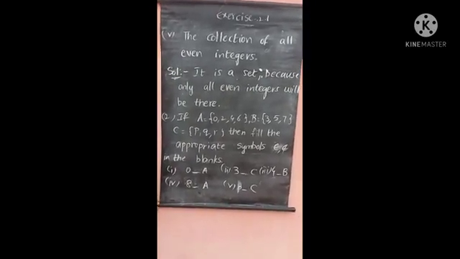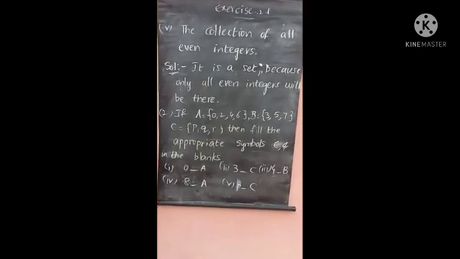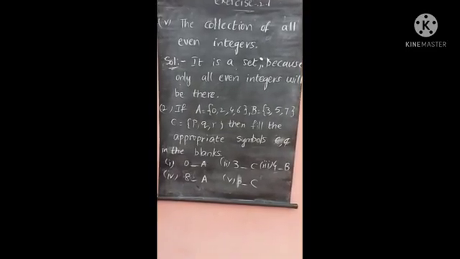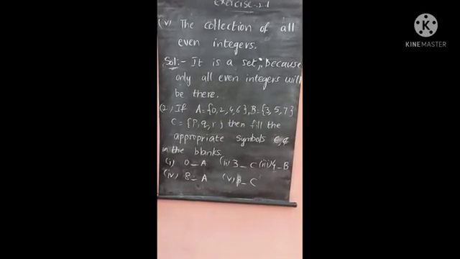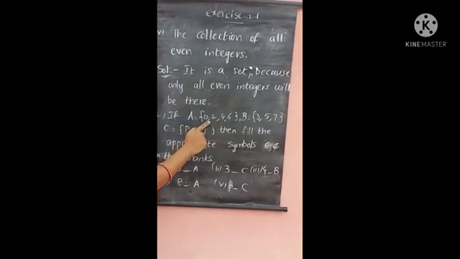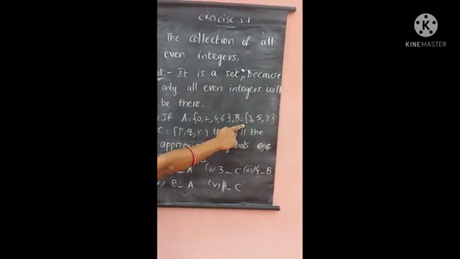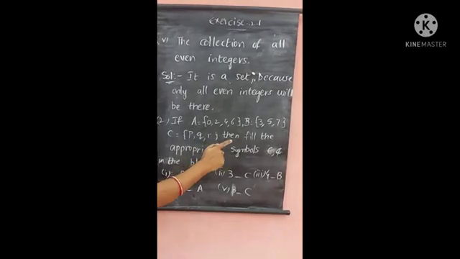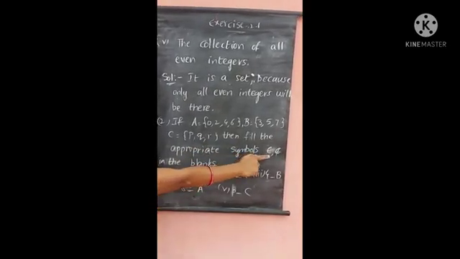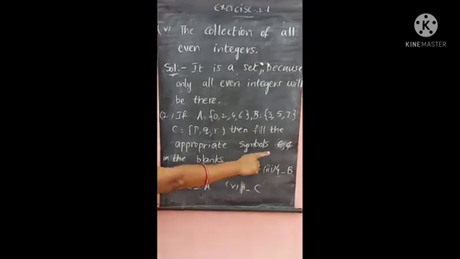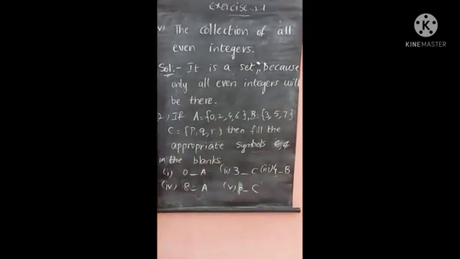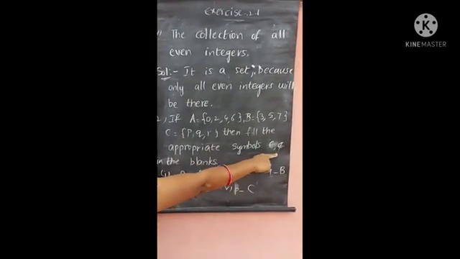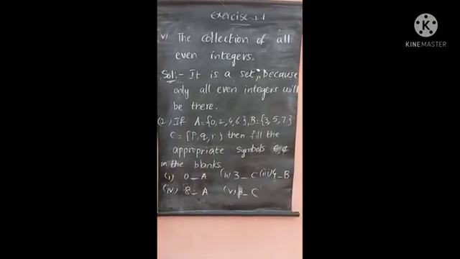See the second question. Here 3 sets are given, and we have to see the elements and decide the symbols to use in the given blanks. Read the question. If A is equal to {0, 2, 4, 6}, B is equal to {3, 5, 7}, C is equal to {P, Q, R}, then fill the appropriate symbols belongs to and does not belong to in the blanks. Belongs to means the element is in that set, then we can use the symbol belongs to. Does not belong to means if the element is not in that set, we have to use the does not belong to symbol.